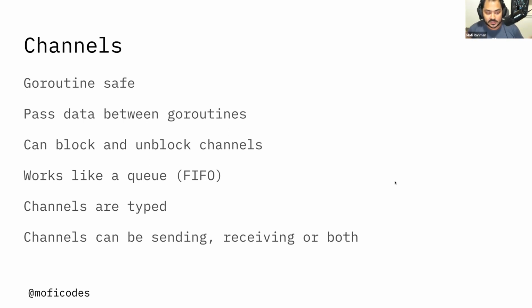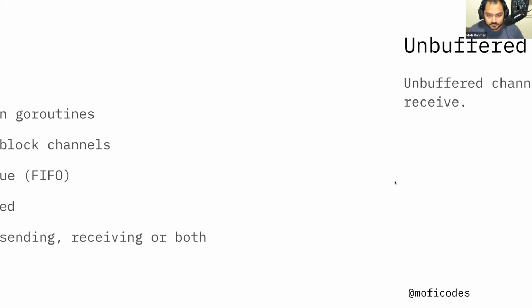Channels are typed, so it's a typed conduit. If you have an int channel, you wouldn't be able to send strings to an int channel and vice versa. And channels can be sending, receiving, or both. You can have a channel that is just receiving data, and if you try to send something on it, it's going to yell at you. It could be a sending channel, and if you try to receive something from it, it's going to yell at you. Or you could create a general channel that you can both send and receive data from.